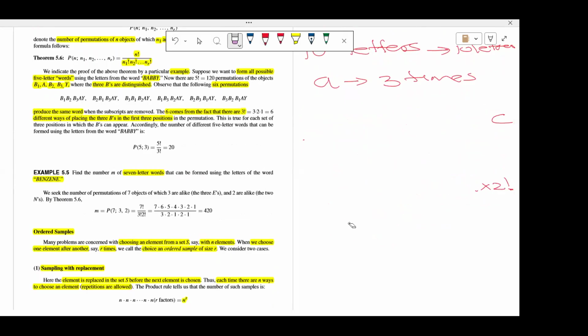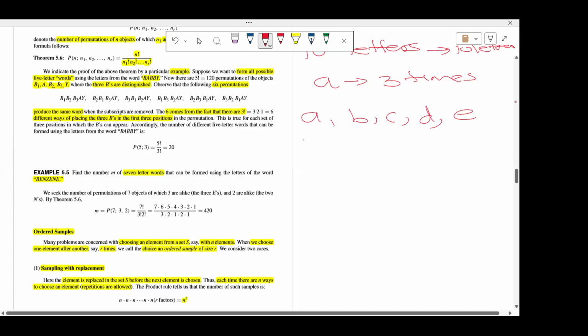Let me know. So if you have n objects, let's say we have five letters: A, B, C, D, E, right? From these five letters, I need to create three letter words, right?